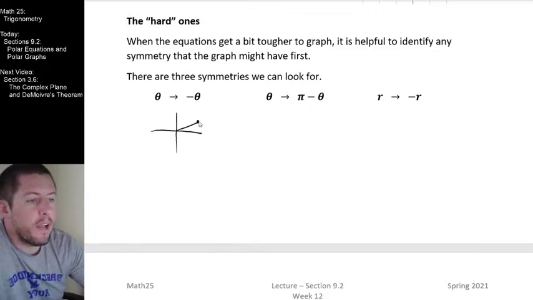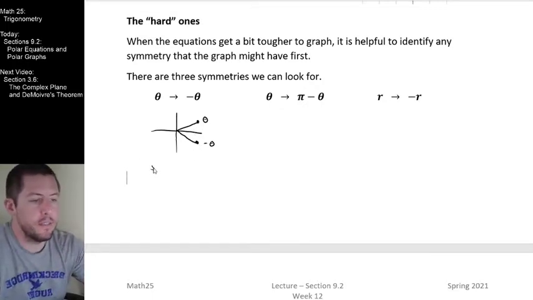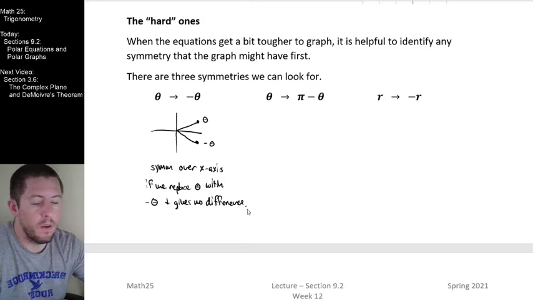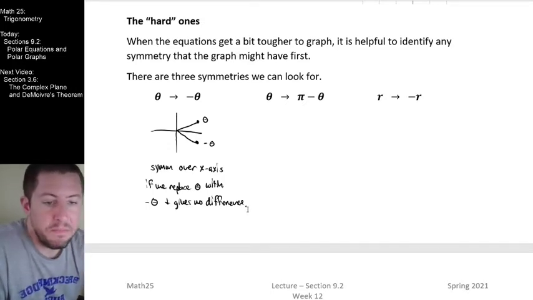If we start with some angle of theta here, we could instead look at negative theta, and what did these two points have in common with one another? Well, these two points are clearly symmetric over the x-axis. If we replace theta with negative theta, and it gives no difference. All right, that's one type of symmetry we could hunt for that's out there.